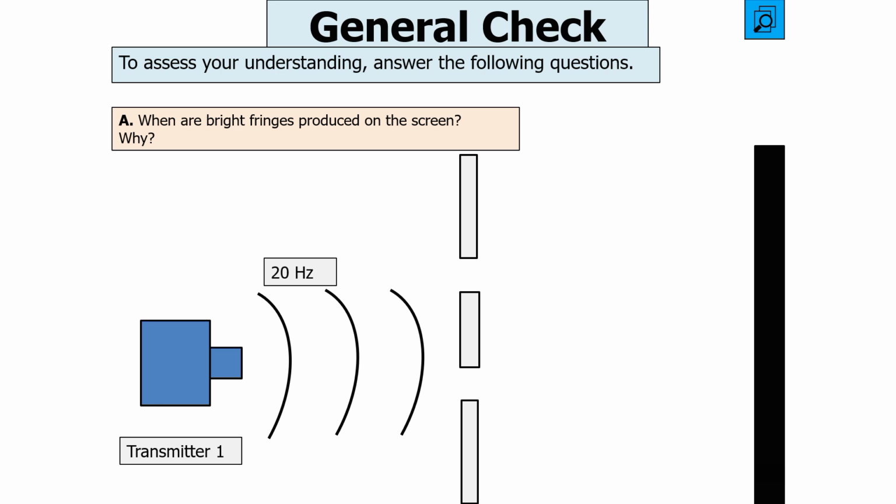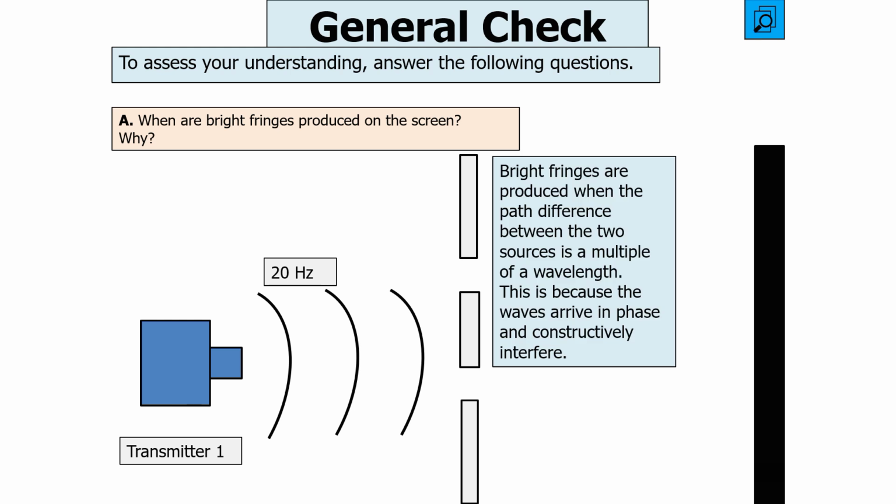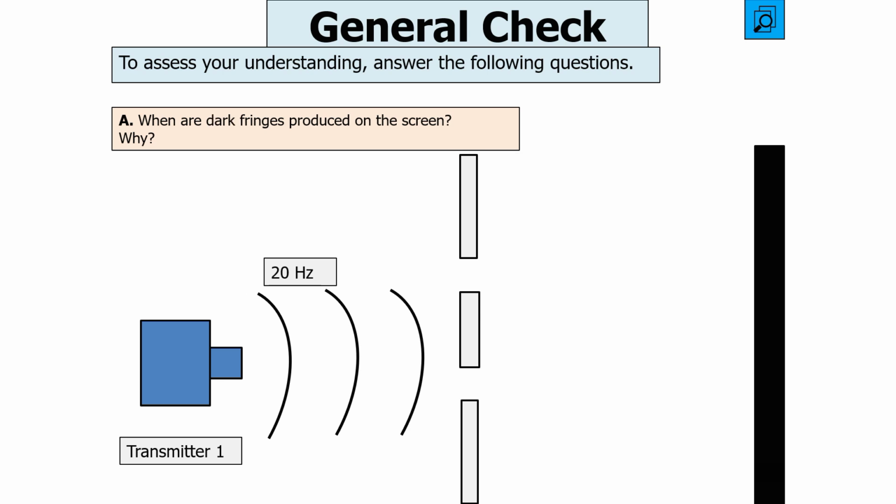Pause the video now, then unpause the video when you want to go through your answer. Bright fringes are produced when the path difference between the two sources is a multiple of a wavelength. This is because the waves will arrive in phase and constructively interfere. When are dark fringes produced on the screen and why?